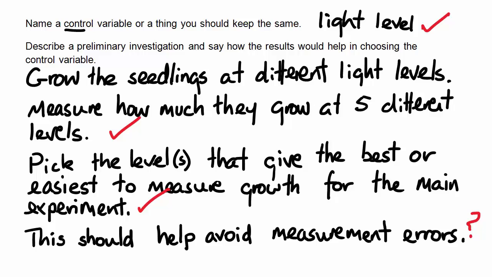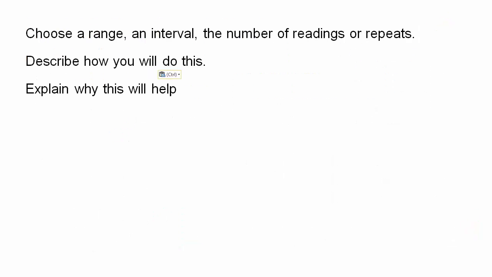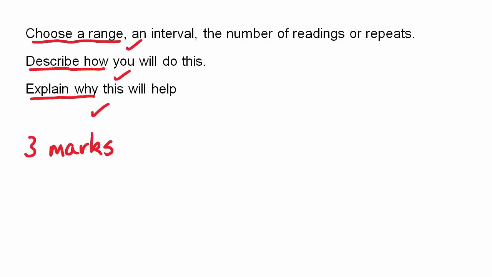The specimen papers have talked about a control variable and a preliminary experiment. There's a sort of format to this, and it may apply for different sorts of things, for example an interval, the number of readings or repeats. And typically you need to choose a range or one of these other things. You need to describe how you will do this, and then you need to explain why, and these 3 things underlined in red give you 3 marks.